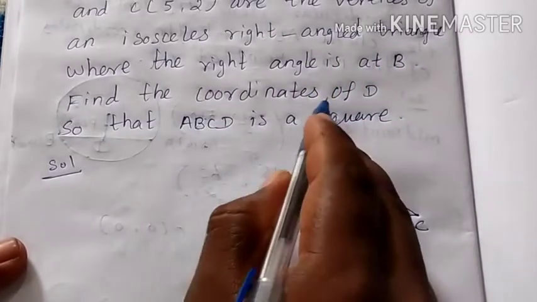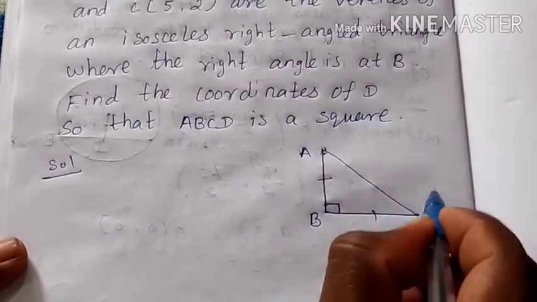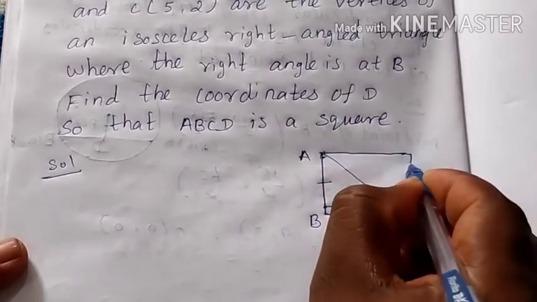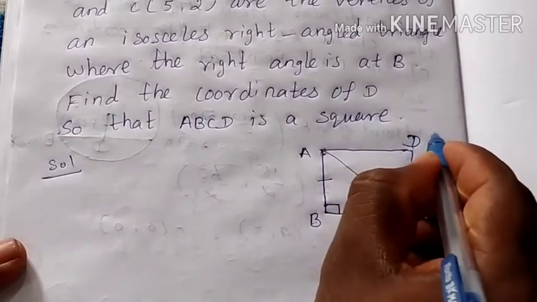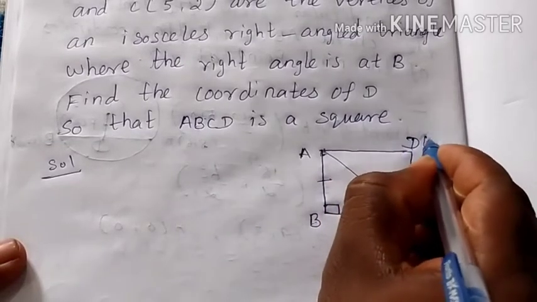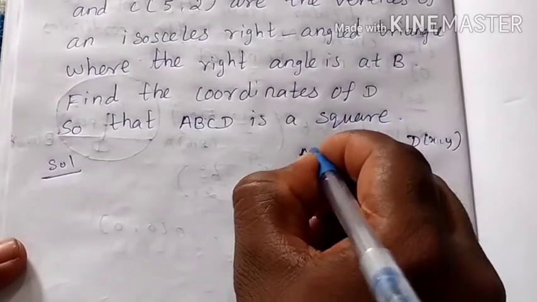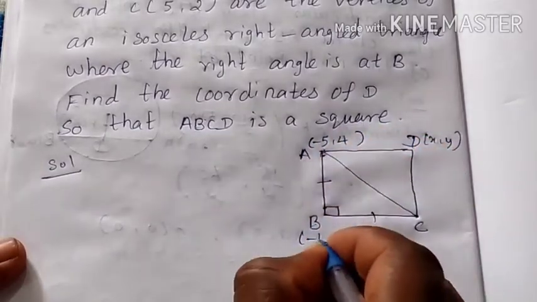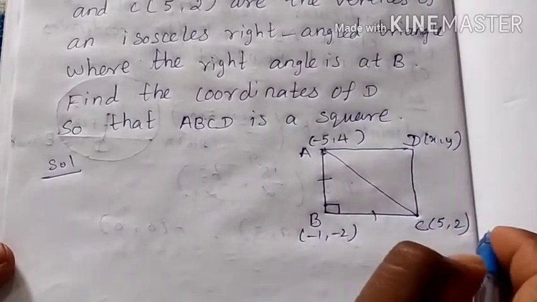Find the coordinates of D so that ABCD is a square. Suppose we form a square. This is square ABCD. Find the coordinates of D. This is your question. Have you understood? Also take and write the points. A is (minus 5, 4). B is (minus 1, minus 2). Then C is (5, 2).